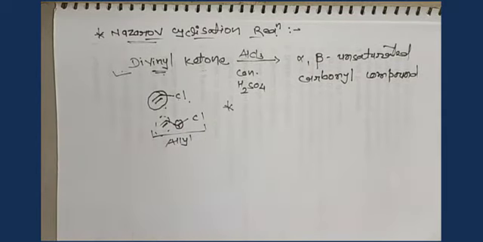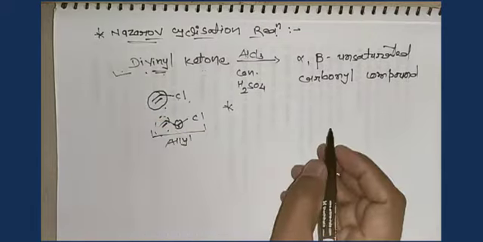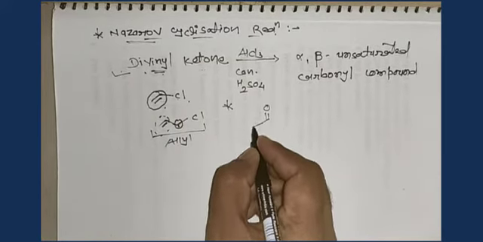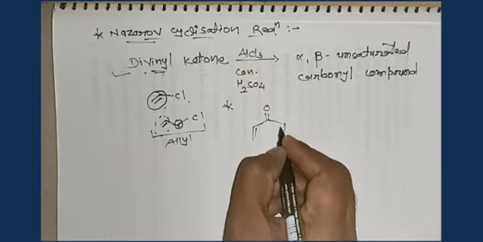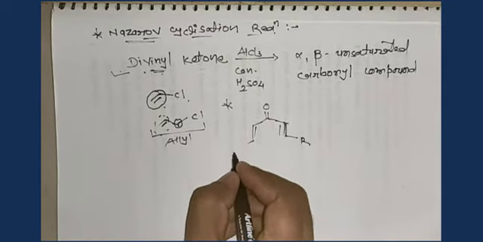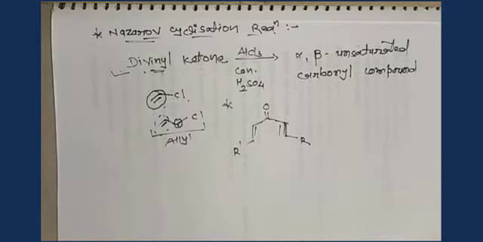Now we are moving towards the Nazarov cyclization reaction. As we discussed, there is a divinyl ketone as the starting material. Let me take one simple example. This is the ketone, one vinyl group here, second vinyl group here. Suppose here is R, here is R dash. It may be aliphatic, it may be aromatic, anything.